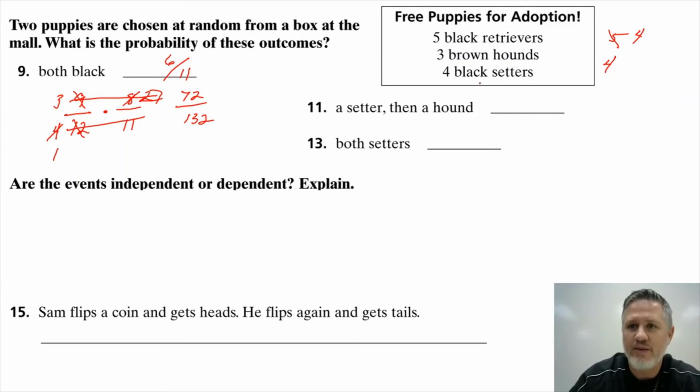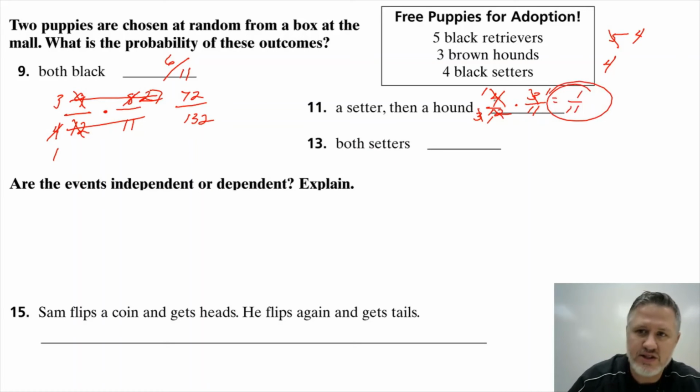A setter, then a hound. How many setters are there? Well, there's 4 out of 12 setters, right? And then times, there's going to be one less dog because I'm going to pick a setter. But does that affect how many hounds there are? No. So there's 3 hounds, right? So 4 twelfths times 3 elevenths. Let's simplify 4 twelfths to 1/3. Now the 3's in the diagonal are going to cancel, and you wind up just getting 1/11th. All right, 1/11th.